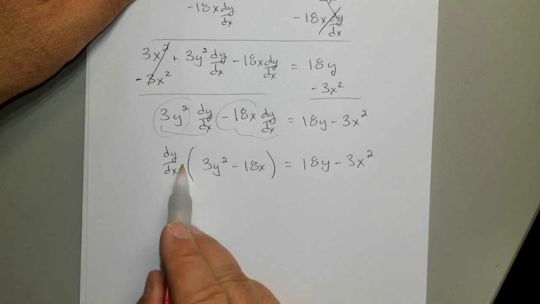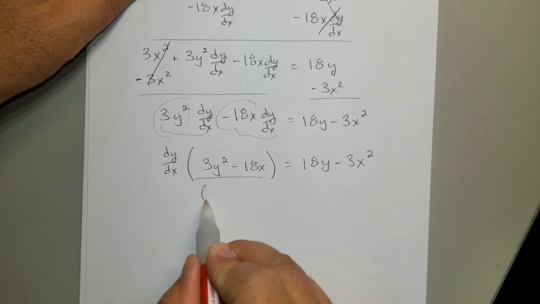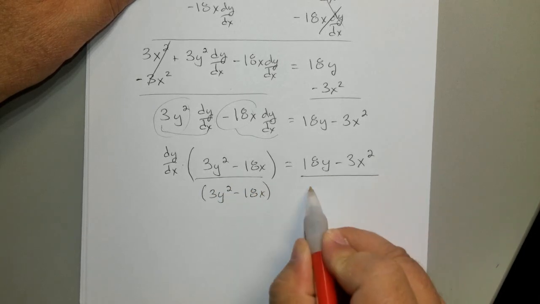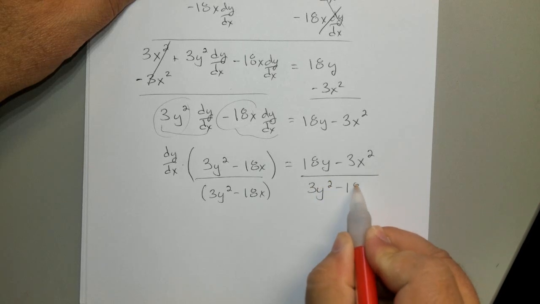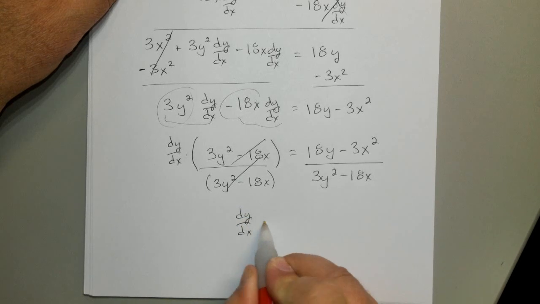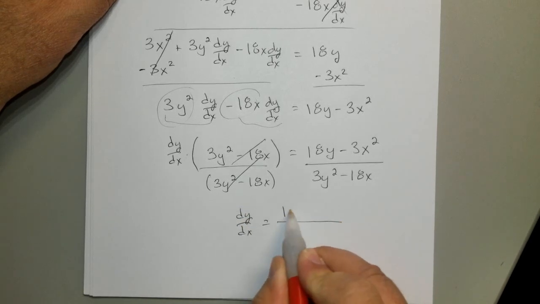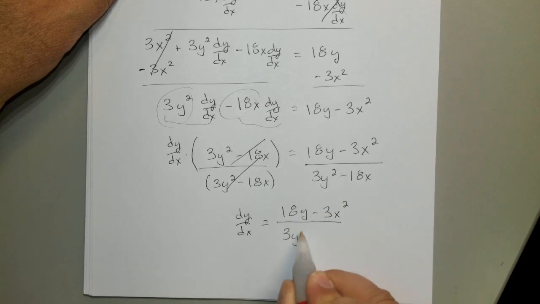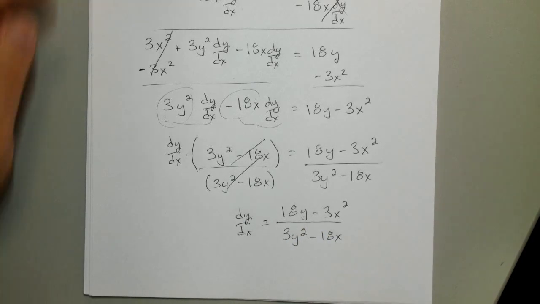Since they're multiplied, we have to do the opposite and divide. dy dx equals 18y minus 3x squared over 3y squared minus 18x. Commutativity, you can move them around if you want to, to make it look nicer. So far, so good?